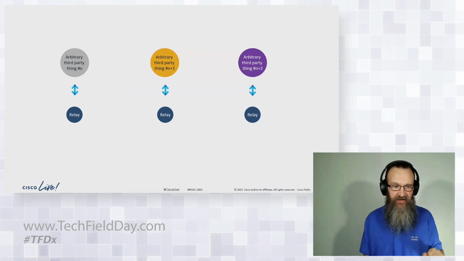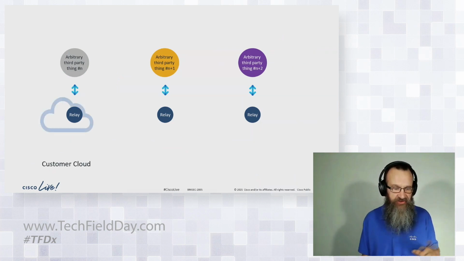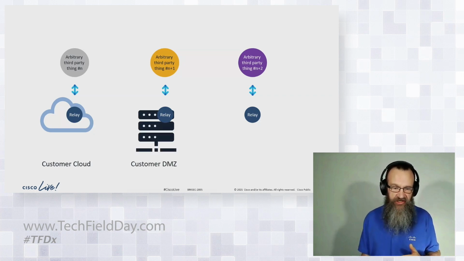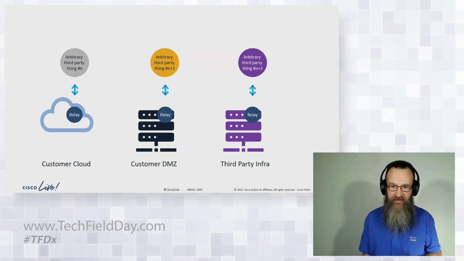These remote relays can live in a number of different places. They can live in a customer's cloud infrastructure. They can live in a customer's DMZ or physical infrastructure. They can live in the vendor's infrastructure, which is how a couple of our existing integrations work. The vendor just hosts that relay on behalf of the customers.